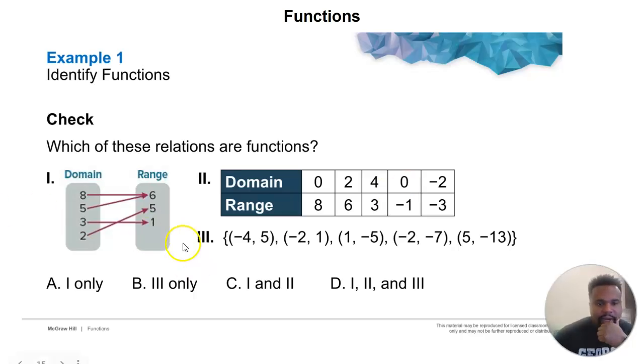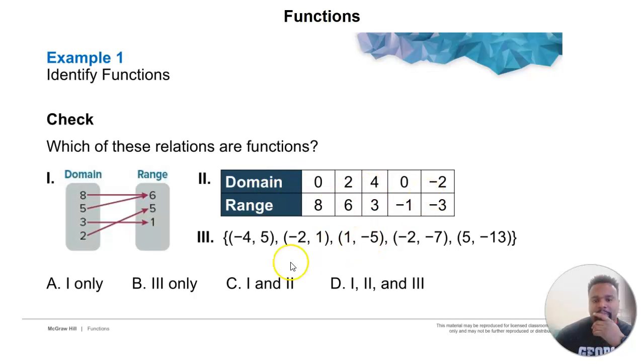So if we look at this right here, there's one arrow coming from each x value. So this looks like this is a function. For every one input, you have exactly one output. Let's look at our table. If we look at our table, the number 0 occurs more than once. So this is not a function with the table.